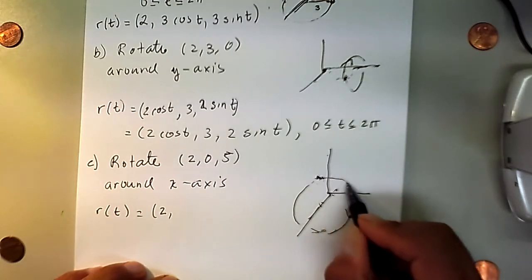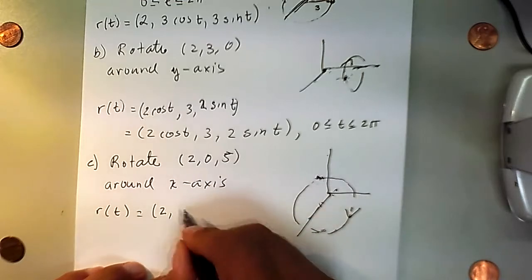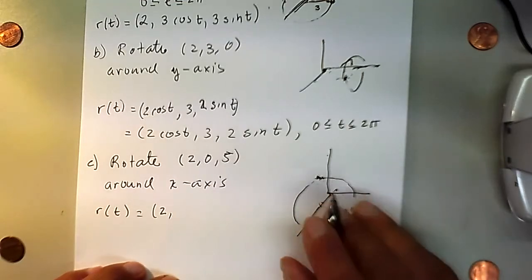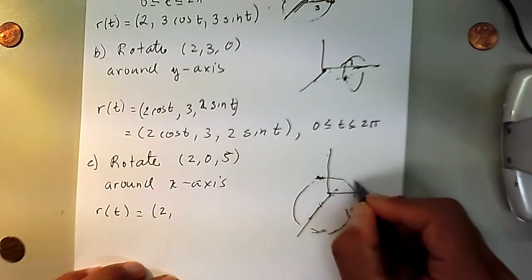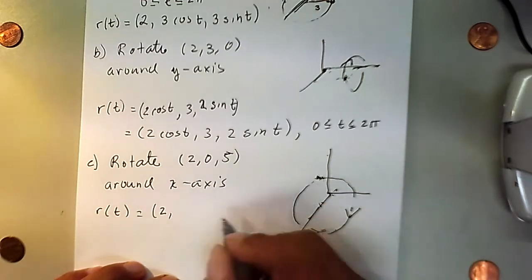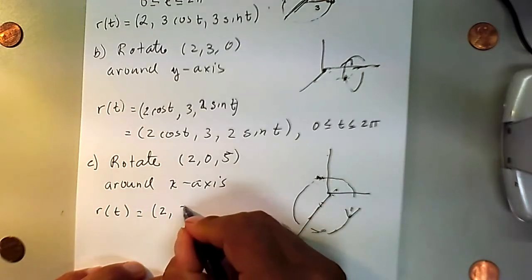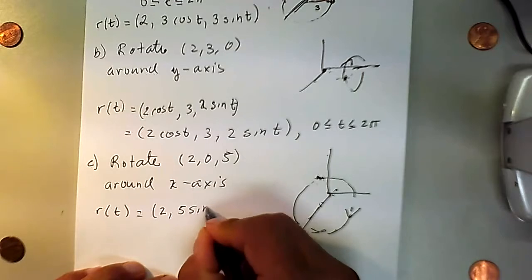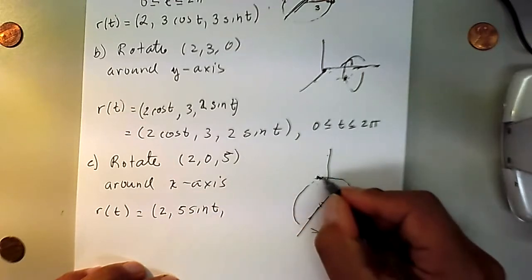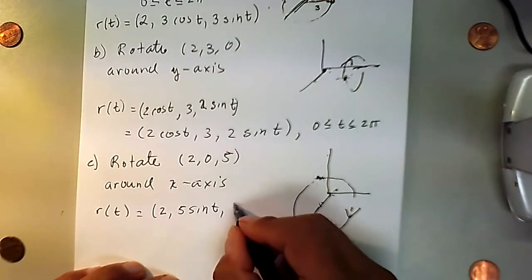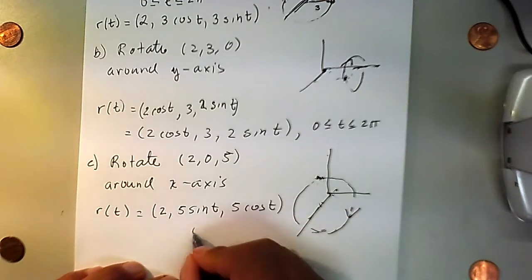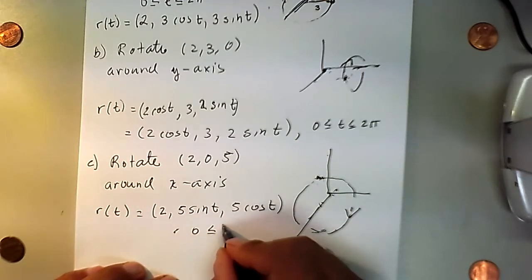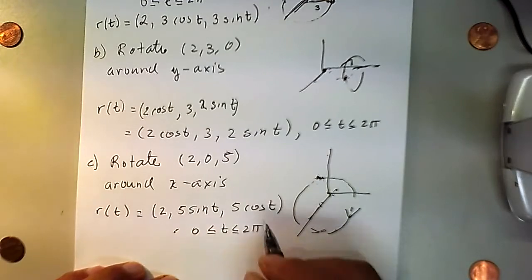We want to put some depth in the y direction, but we want to little by little put in the depth in the y direction, in the positive y direction. So that's why we will have 5 times sine of t, but we want to already start with the 5 on the z direction. So 5 cosine of t will do. And again, 0 is less than or equal to t, less than or equal to 2 pi.